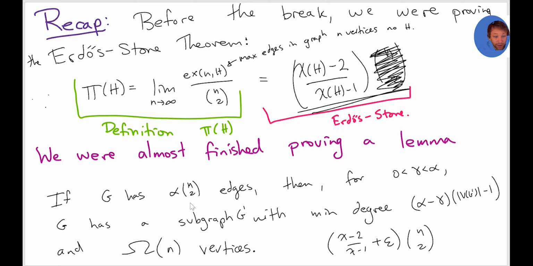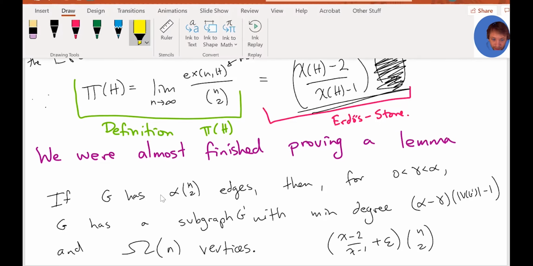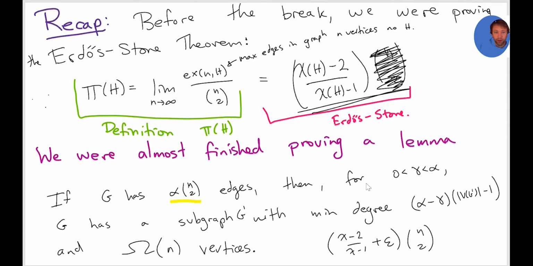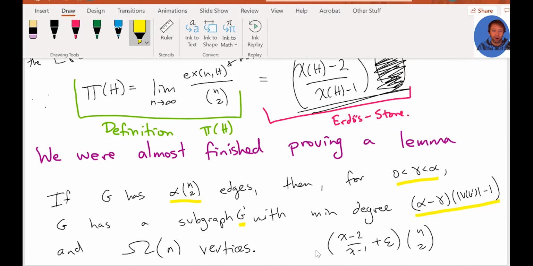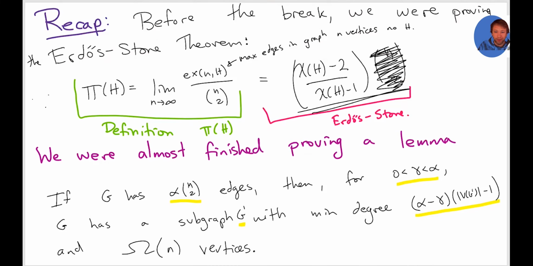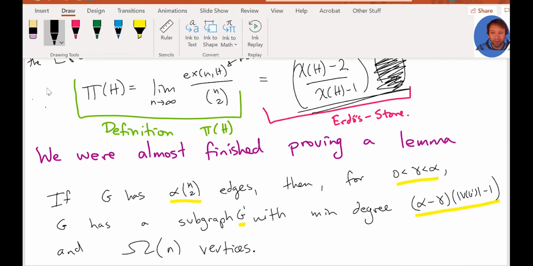Where I was at the end of the last lecture was proving this lemma: if the number of edges in G is alpha times n choose 2 for some real number alpha, or I guess it has to be a rational number alpha, then for any gamma between 0 and alpha, G has a subgraph G prime where the minimum degree is at least alpha minus gamma times the number of vertices in G prime minus 1. And the number of vertices is not too small. So we were almost at the end of proving this last time.